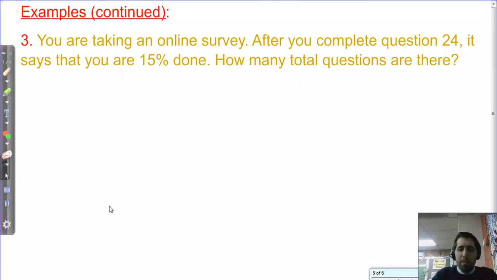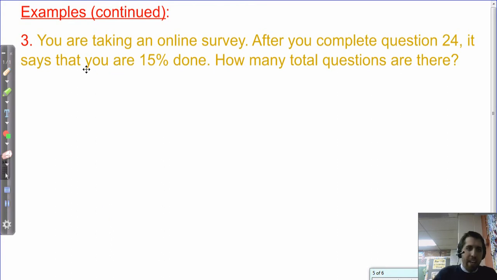So let's go into this last problem, and I apologize for that delay, or a little skippage. This is a word problem, so we're going to go through the same process, but maybe take a second to explain how we get these values. You are taking an online survey. After you complete question 24, it says that you are 15% done. How many total questions are there?